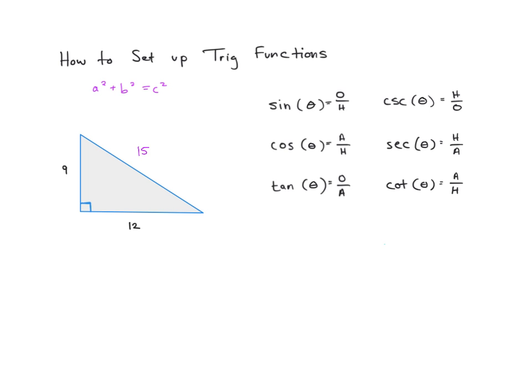The first thing that needs to be done is we first need to determine which angle we're talking about. And that's important because the angle that we designate that we're going to be using is going to designate what is our opposite and what is our adjacent. The right angle is always going to be the same. This will always be our hypotenuse.